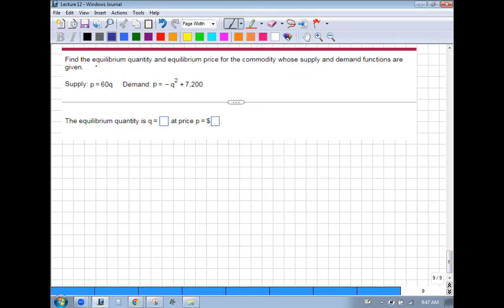Find the equilibrium quantity and equilibrium price for the commodity whose supply and demand functions are given. So here's supply, here's demand, all right? Q stands for quantity. These I find complicated because these are two different price functions, and they're kind of backwards as far as I'm concerned.